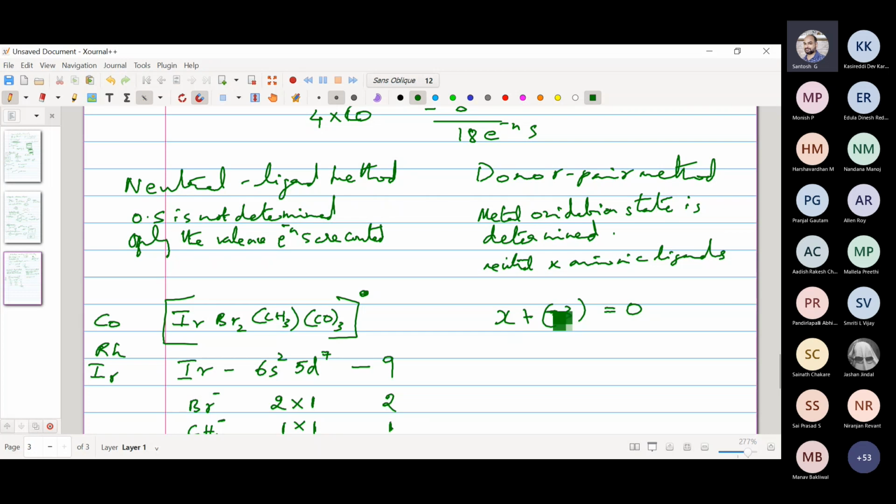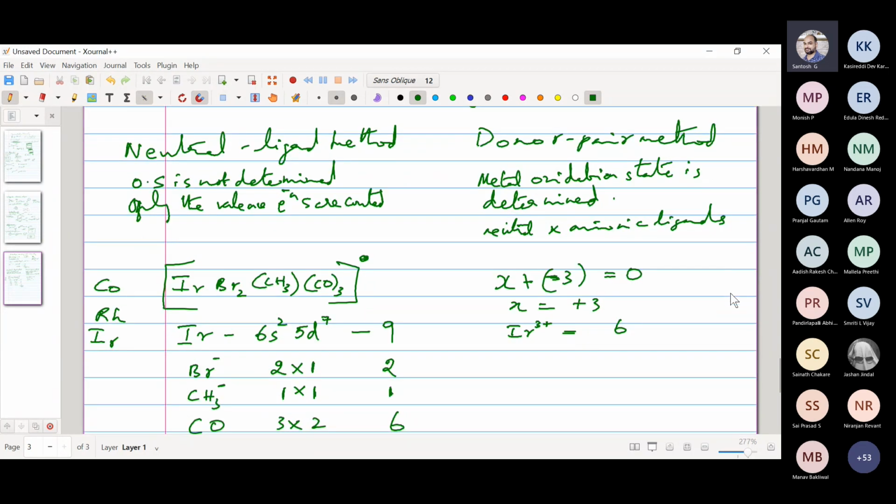So that's minus 3. So X will be equal to plus 3. So the oxidation state of iridium is plus 3. Okay. So in that case, how many electrons will iridium contribute? Iridium has 9 in a neutral iridium atom, but iridium 3 plus will have 3 electrons fewer. So that will be 6.